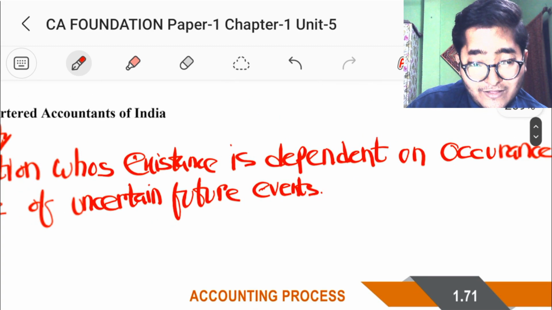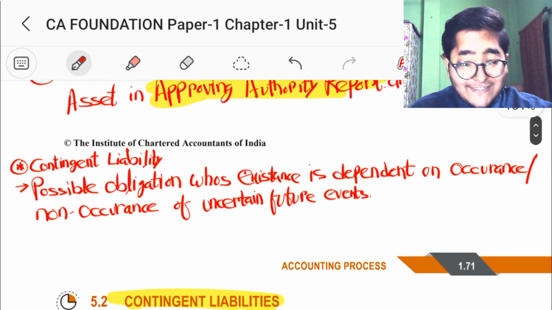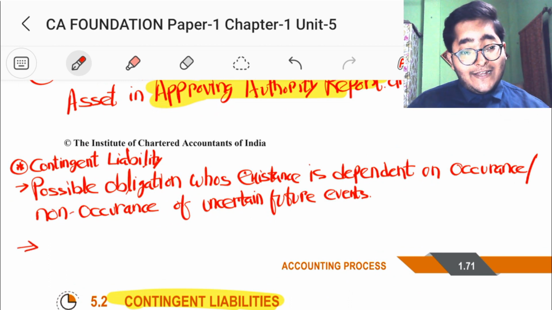Again, I'm saying sorry for my handwriting. I am new to this stylus, and yes, this is my first experience writing with a stylus.